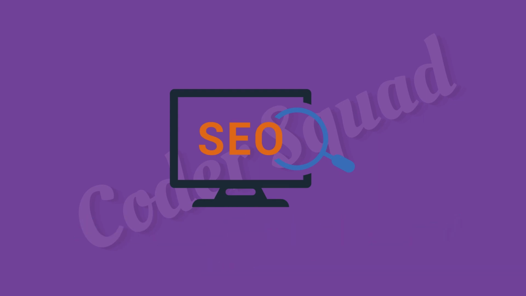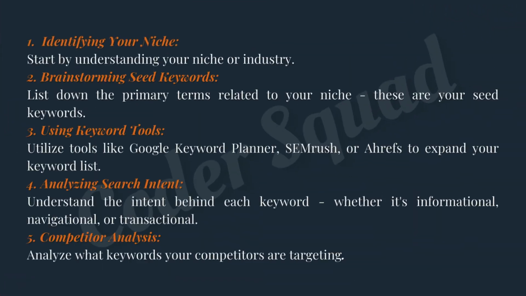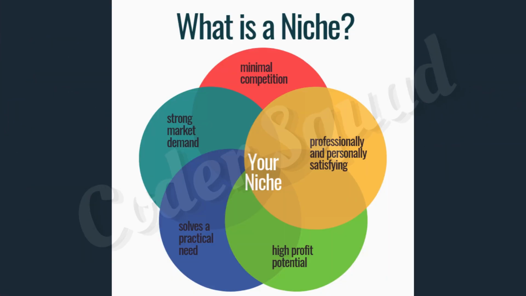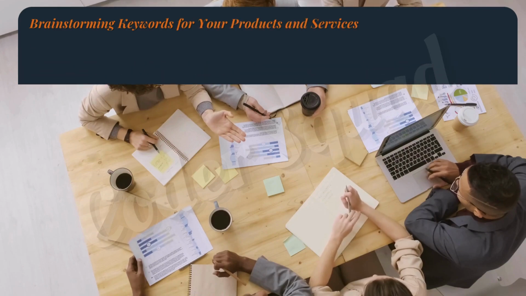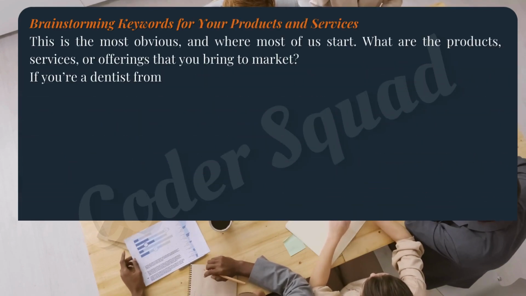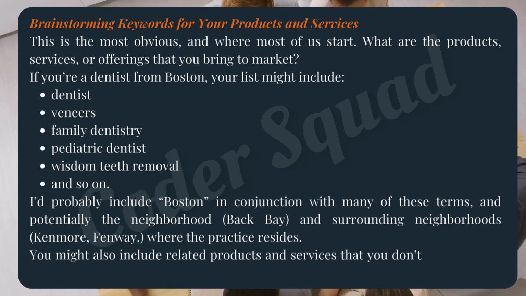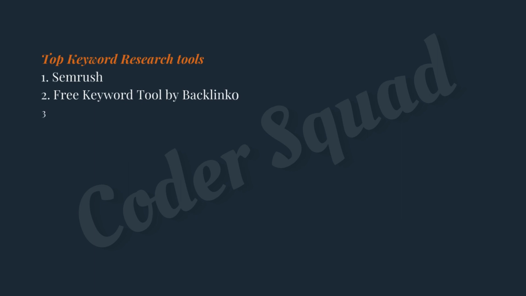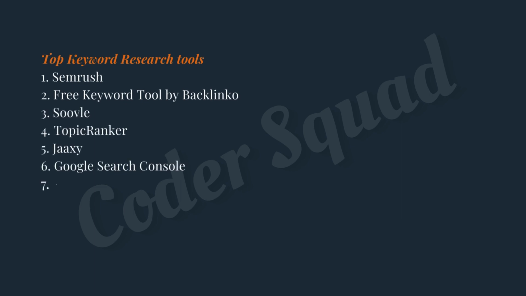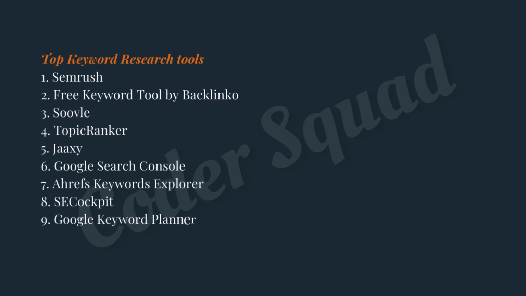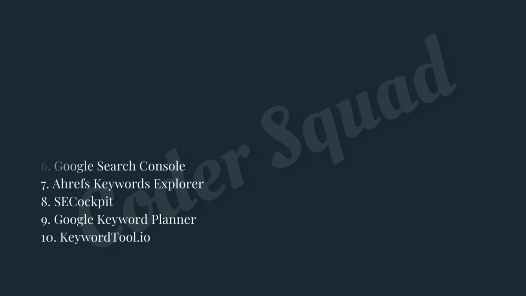Now, let's break down the steps for effective keyword research. 1. Identifying your niche. Start by understanding your niche or industry. 2. Brainstorming seed keywords. List down the primary terms related to your niche, these are your seed keywords. 3. Using keyword tools. Utilize tools like Google Keyword Planner, SEMrush, or Ahrefs to expand your keyword list.